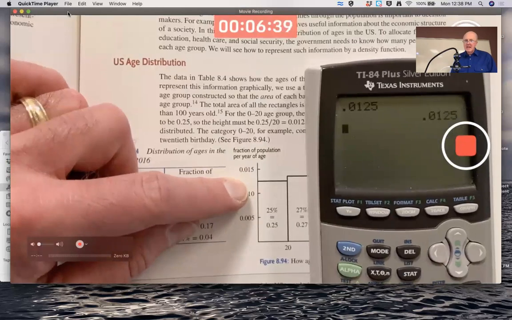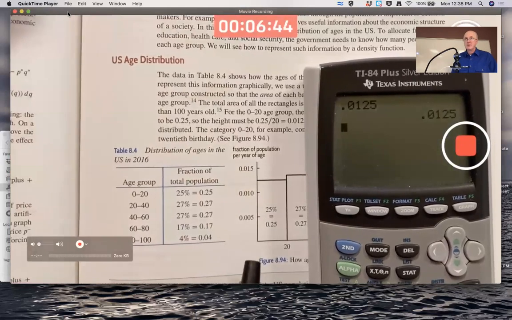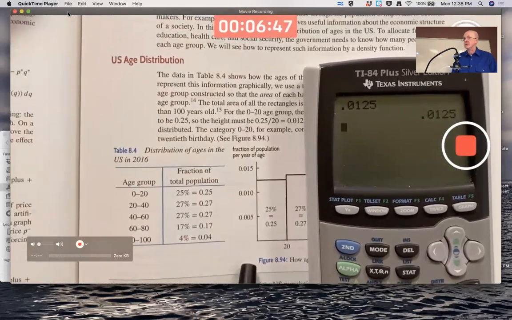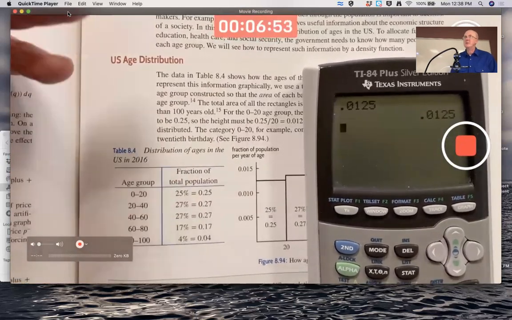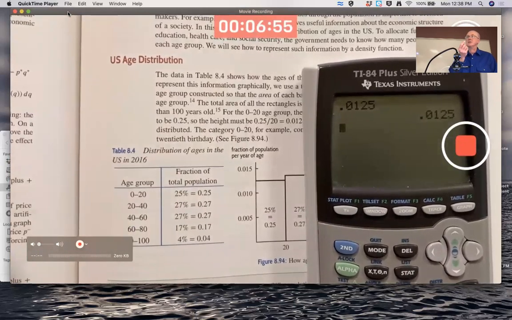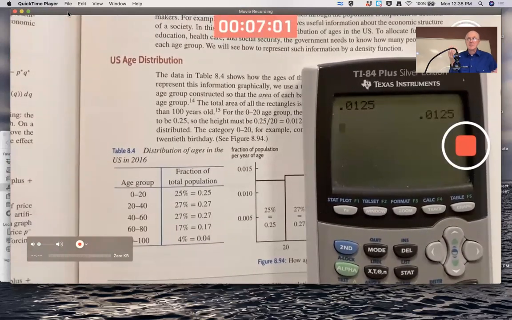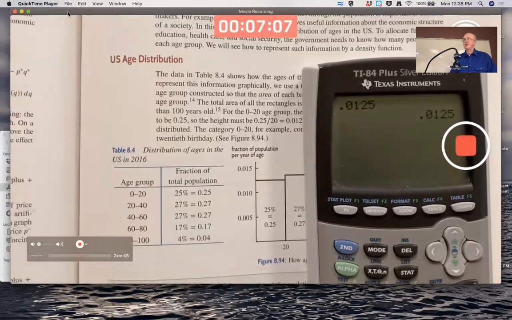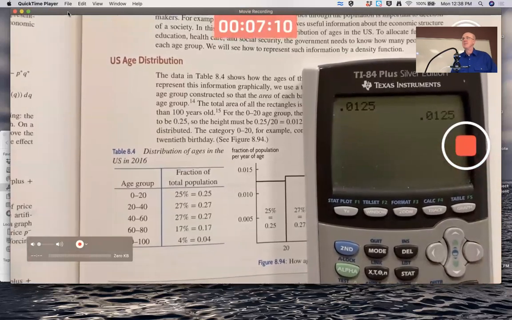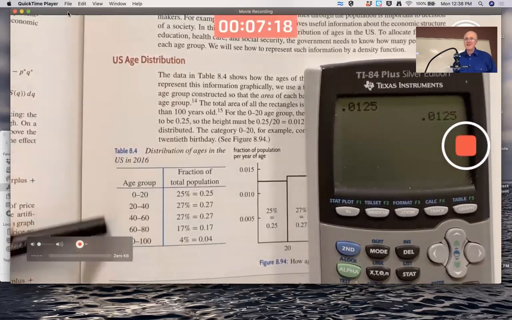That means for each year of age between 0 and 20, babies who are not yet 1 year old, 1-year-olds, 2-year-olds, 3-year-olds, 4-year-olds, 5-year-olds, etc., we are approximating 1.25% of the population is in each one of those age ranges. For example, about 1.25% of the population is 3-year-olds. About 1.25% of the population is 4-year-olds. About 1.25% of the population is 5-year-olds, etc. Is that exactly right? No, it's an approximation. It's a rough approximation based on how the data have been grouped here.